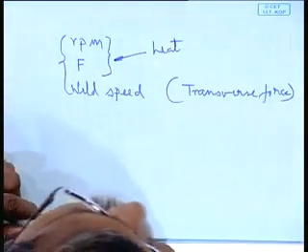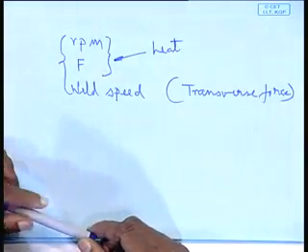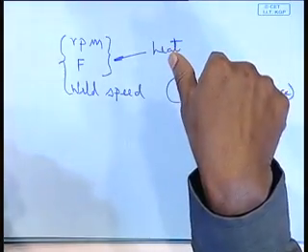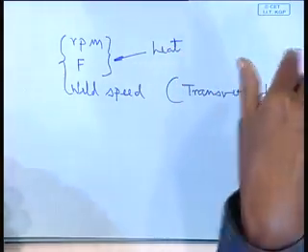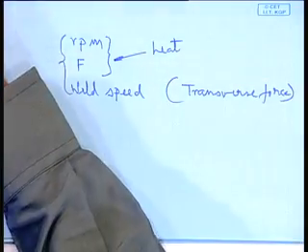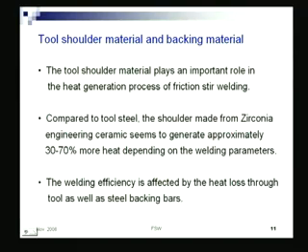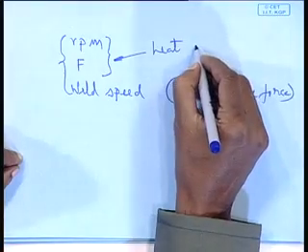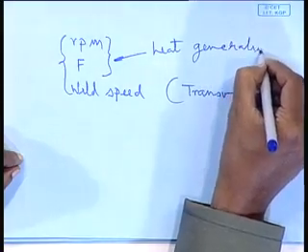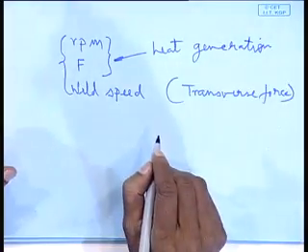The more the RPM, the more the heat. The more the force, for a given material, the more the frictional force. So, more is the heat. So, the total heat generation depends on the downward force and the RPM. They are the two basic parameters. So, downward force and RPM control the heat generation, the primary thing.